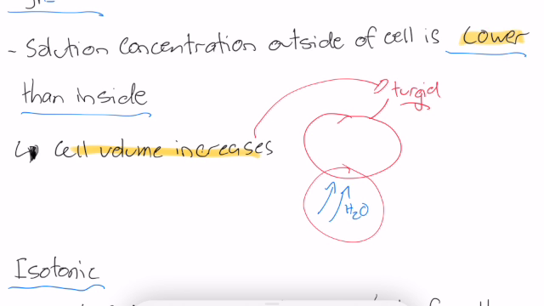And we know this is the result of H2O flowing in. In other types of cells, we can look at things like the vacuole, which would in turn expand with more water, increasing the cell volume if the solution is hypertonic.